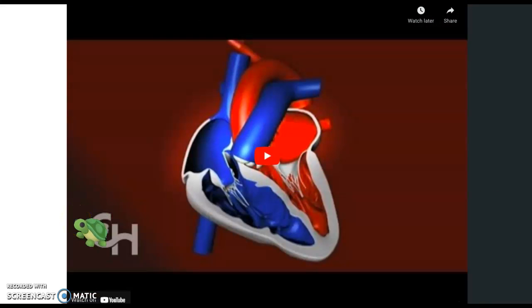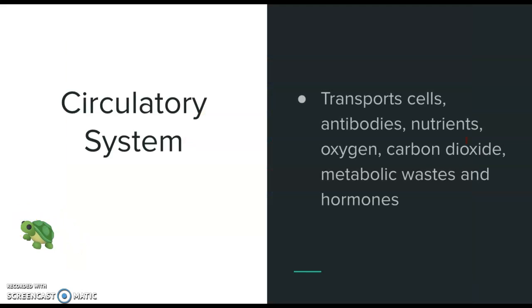All right, so continue to come back to this video because that's what we're going to break down for our notes. So we've got the circulatory system. Well, what is really the circulatory system? It's our highway. It's the transportation of all the things that get to our bodies. So it transports the cells, the antibodies, our nutrients, oxygen, carbon dioxide, metabolic waste, hormones, all of it. It transports everything. So all of the things we've talked about with our antibodies, that's your circulatory system.